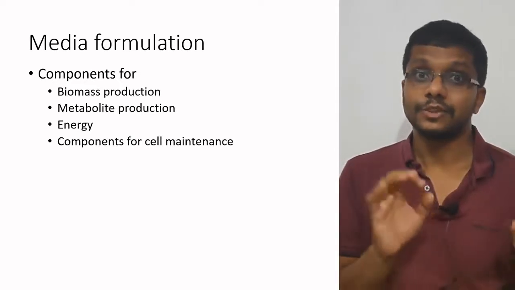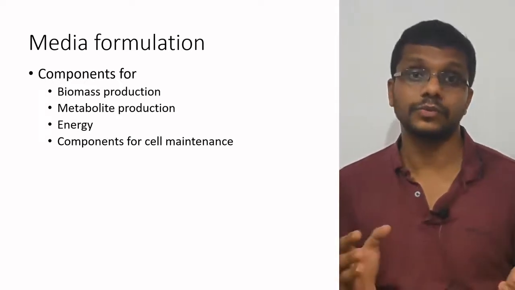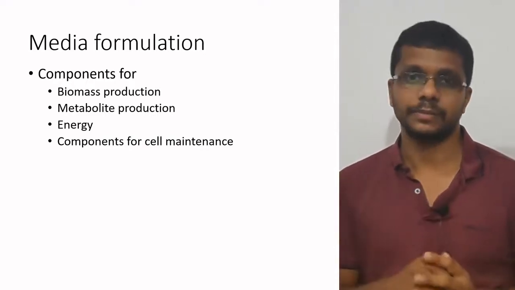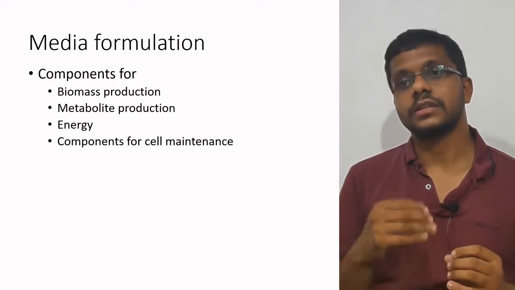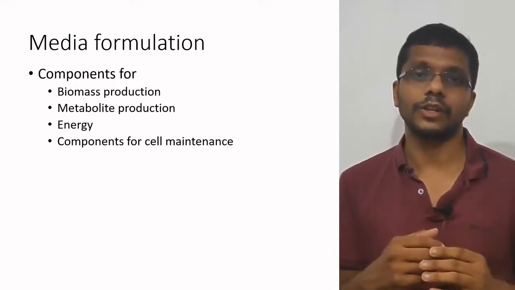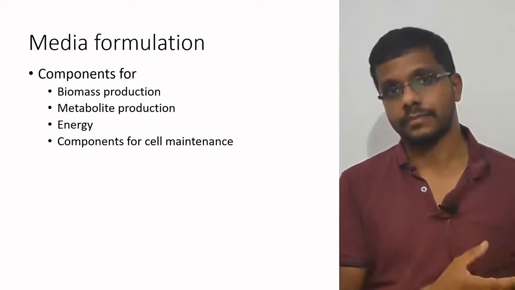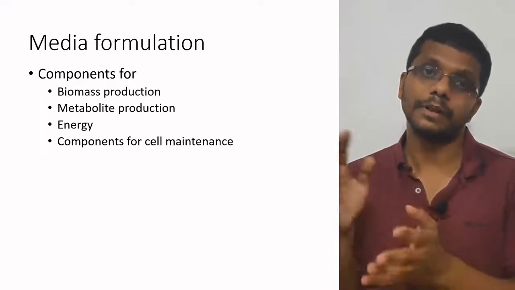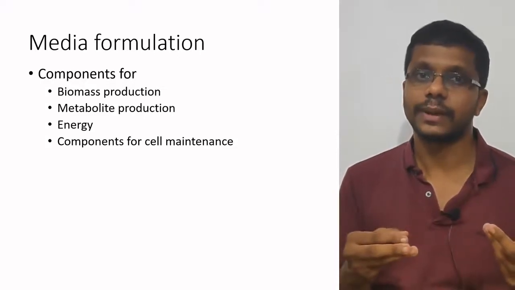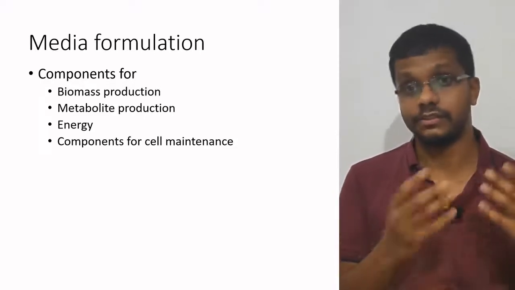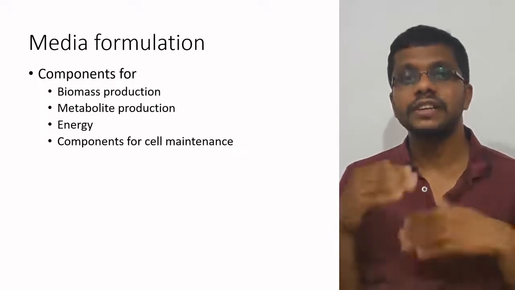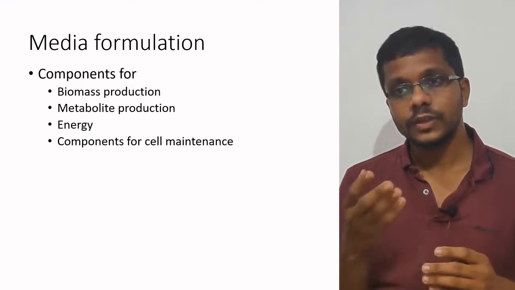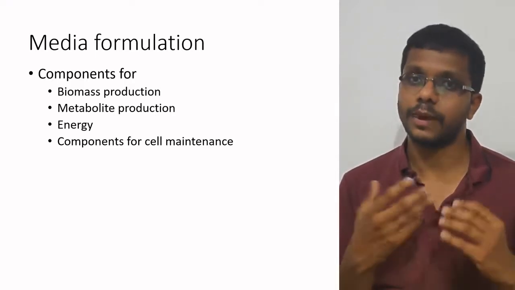An industrial fermentation media should be a complete media. You should have components for all the metabolic activities of the cell, growth of the cell, as well as for the product formation. The requirements of the different components will vary depending on the type of microorganism. One type of microorganism may need these components in particular proportions, and a different kind of microorganism may need a different composition, but more or less the requirements of components are unchangeable. So the media should have the components for biomass production.